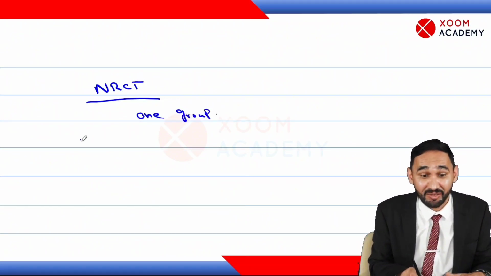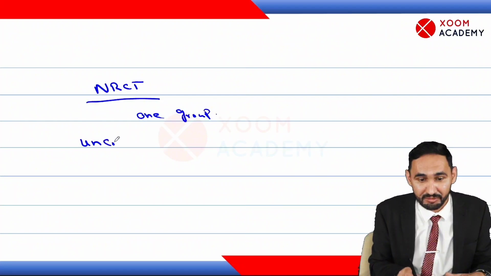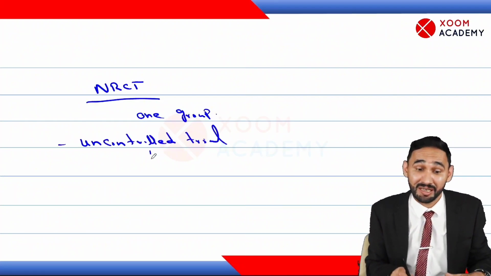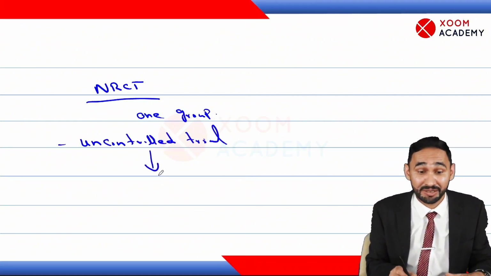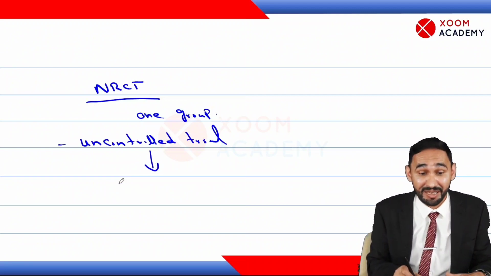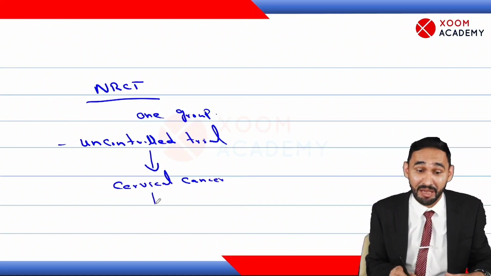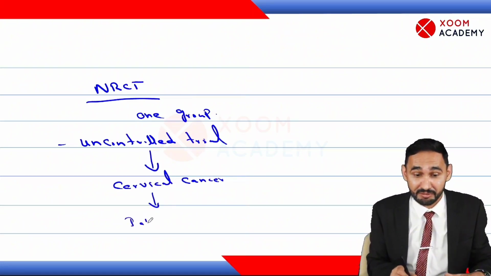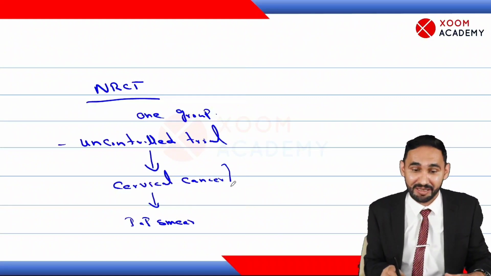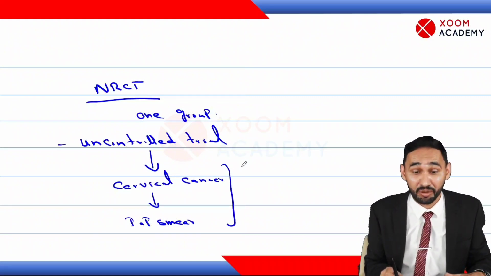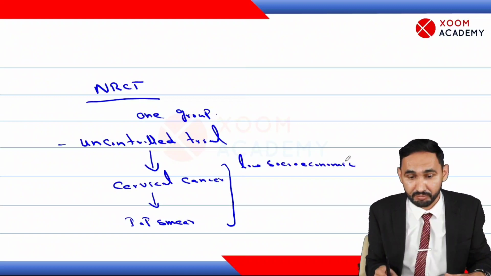Like uncontrolled trial. What is uncontrolled trial? We take one group, do the intervention. We can give example of cervical cancer. We already know that Pap smear is diagnostic test of cervical cancer. And cervical cancer is common in women of low socioeconomic status.